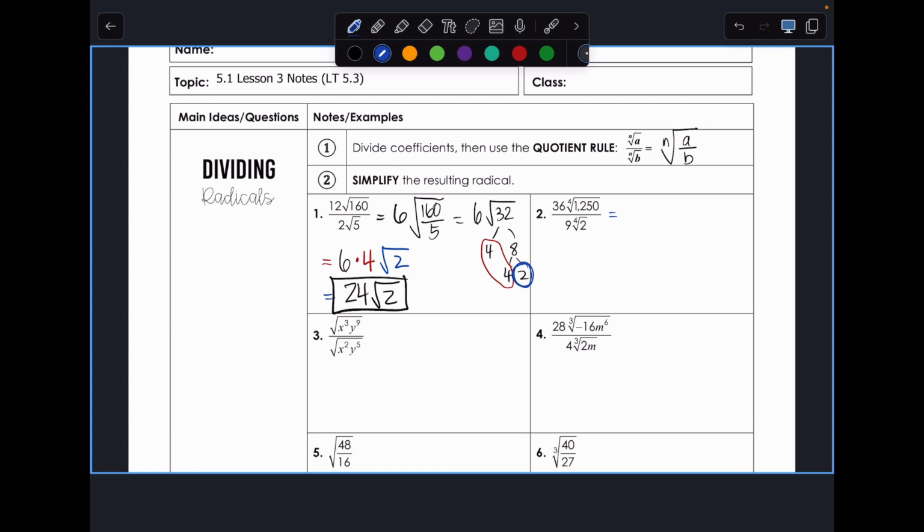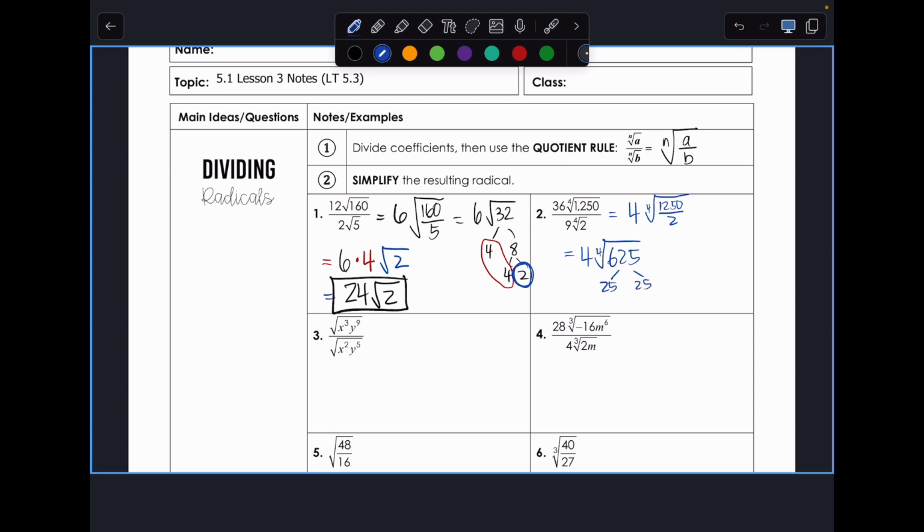All right, so 36 divided by 9? 4. Lucky number 4. Here we go. So we have 4th root of 1,250 divided by 2. And because I've done this for the 3rd time now, I already know what that is, and it's 625. Anybody know the root of that perfect square, 625? 25. 25 times 25 gets me 625.